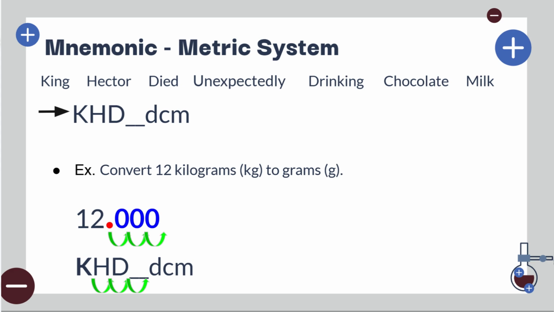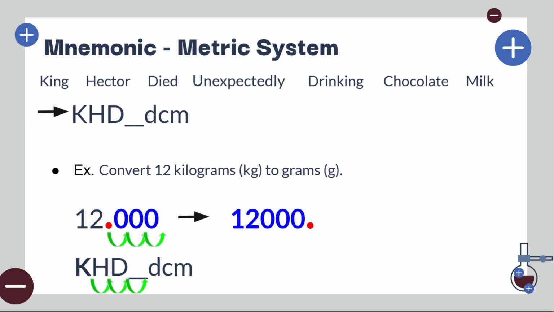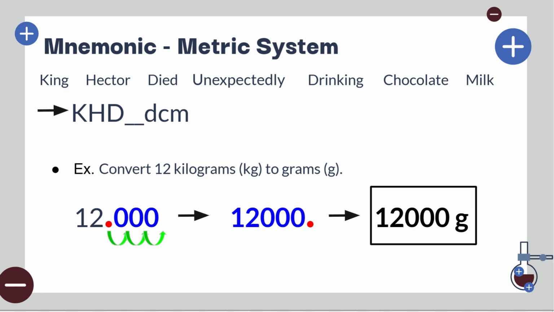This is what you would also do to the decimal point for 12. So as you can see, there are green arrows on the 12, signifying that it's moving to the right 3 times, like how we did with the mnemonic. Now that we have done that, we get our new value with the decimal point all the way to the right, which means that 12 kilograms is equal to 12,000 grams.